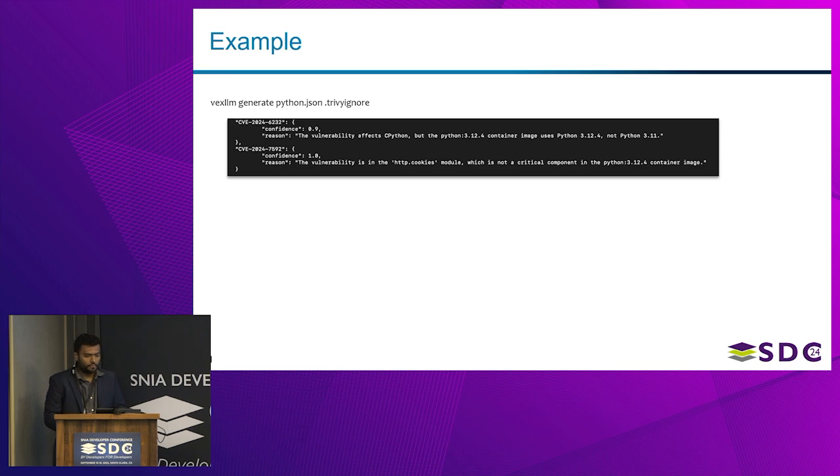And if you see, it will create this Trivy ignore file, where it will have this confidence and a reason, where it will tell you that, hey, this is why it affects this library, and this is the confidence I can tell that this vulnerability is not at all exploitable, or it is exploitable, and stuff like that, based on the Vex LLM tool's output.